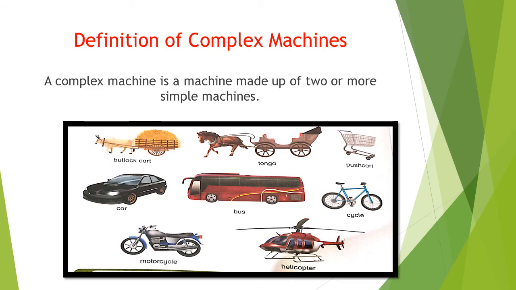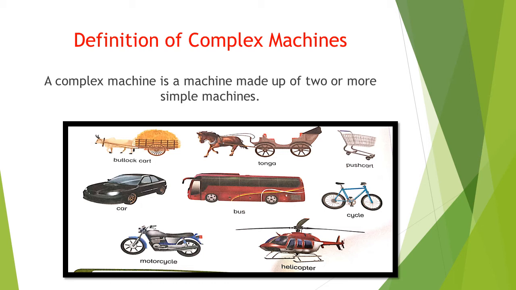While reading about machines, our next topic is about complex machines. First of all, we have to learn what complex machines are. Here's the definition of a complex machine. A complex machine is a machine made up of two or more simple machines. When two or more simple machines combine together, they make a complex machine.